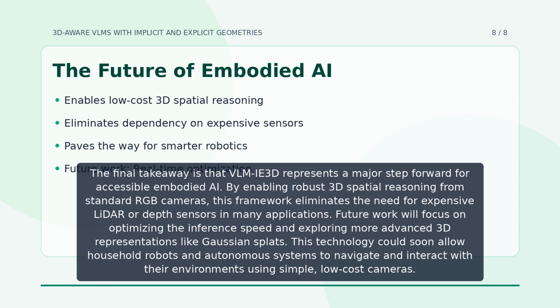The final takeaway is that VLM-3D represents a major step forward for accessible embodied AI. By enabling robust 3D spatial reasoning from standard RGB cameras, this framework eliminates the need for expensive LiDAR or depth sensors in many applications. Future work will focus on optimizing the inference speed and exploring more advanced 3D representations like Gaussian splats. This technology could soon allow household robots and autonomous systems to navigate and interact with their environments using simple, low-cost cameras.